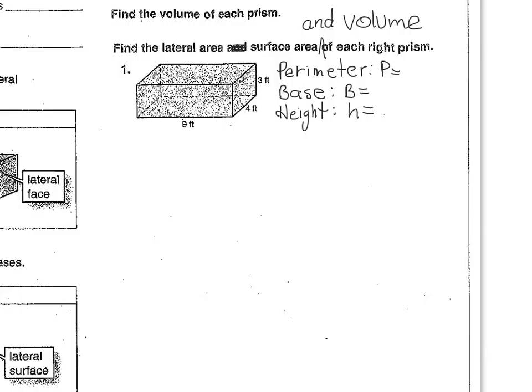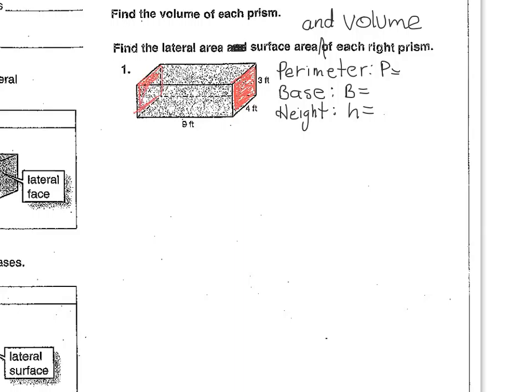So for the perimeter, what's going to be the base? Well, I'm going to consider this the base, so my base would be this right here. By the way, when I give you a rectangular prism, more than likely I'm going to shade those in different colors to represent the bases. So these would be the bases.